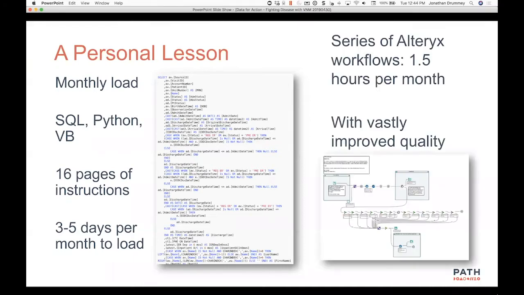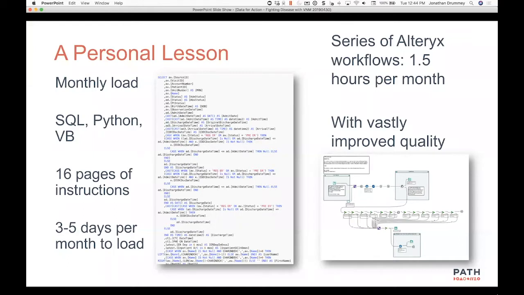And then I got turned on to this tool called Alteryx. And I realized it had a possibility. And so I took that 16 pages of instructions, turned it into a series of Alteryx workflows that, instead of taking 3 to 5 days per month, took 1.5 hours per month. And oh, by the way, that was running in the background, so I could actually do other work in that time. And I got tremendously improved data quality out of it.